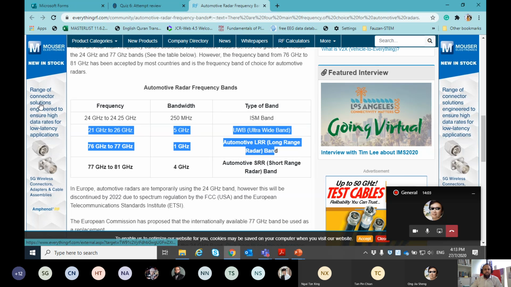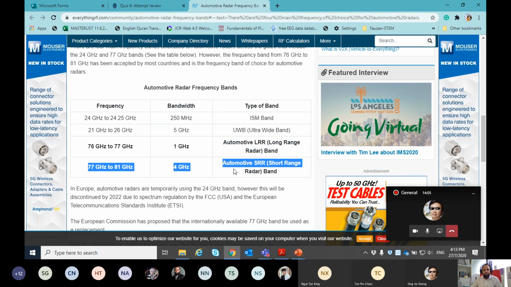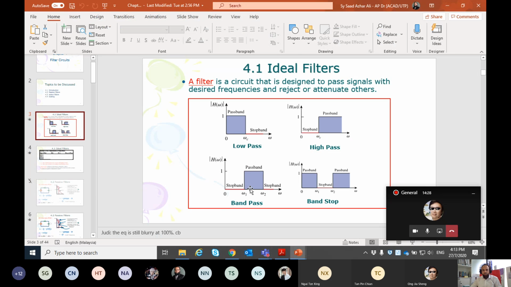Let's take one by one. Let's take, if I'm just taking this band, SRR, short range radar band. Okay, so your omega 1 should be related to 77 gigahertz and omega 2 should be related to 81 gigahertz, right? And then you convert them into omega 1 and omega 2. 77 times 2 pi into 10 to the power 6 is omega 1, and then similarly omega 2. So this is okay. If you use this particular passband filter, you're okay.